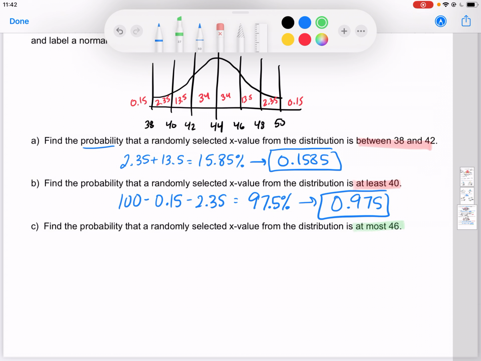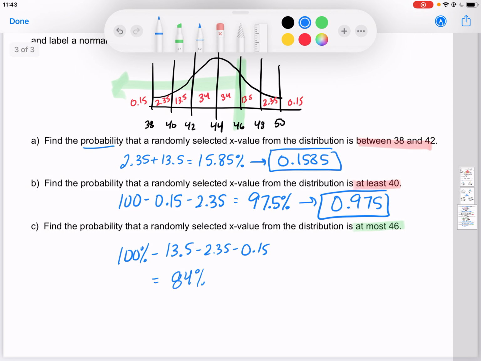So at most 46, last one we're going to do. So here's 46. At most means anything below 46, 46 and below, I should say. And once again, there are only 3 that are not included, so I'm just going to do a quick trick by subtracting those 3, which is 84%. And if you convert that to a probability, like it asks, you get 0.84.